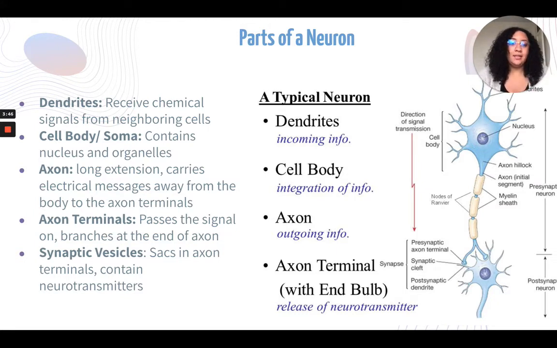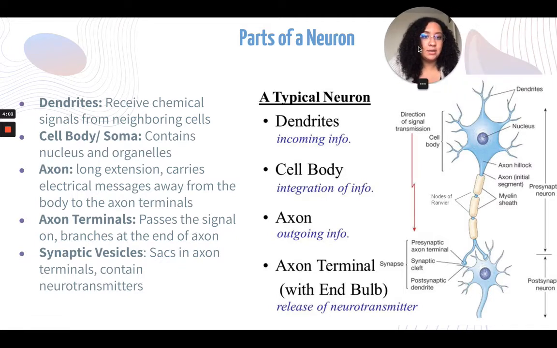And then there's this thing called synaptic vesicles. Those are tiny sacs in the axon terminals that contain the neurotransmitters and allow it to release those signals. So just remember the direction of the signal transmission is from the dendrites all the way down to the axon terminal.